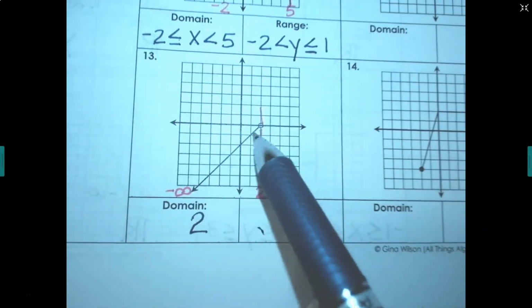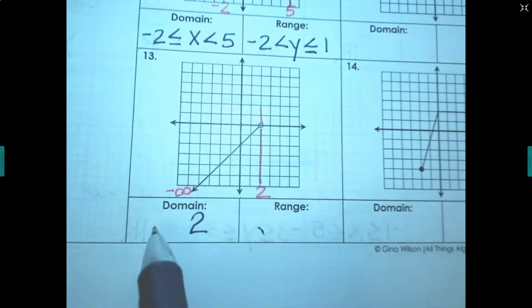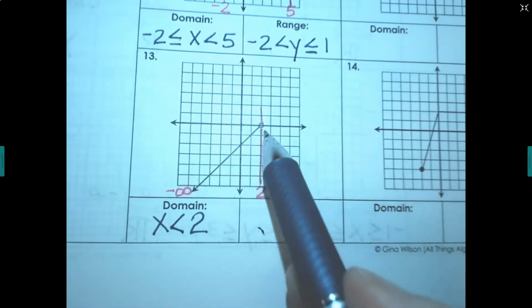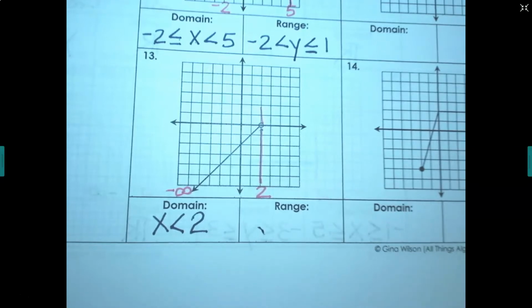And the graph is to the left of it. All of the x values on here are less than 2. But they're not going to be equal to 2 because that's an open circle. So all of the x values are less than 2.